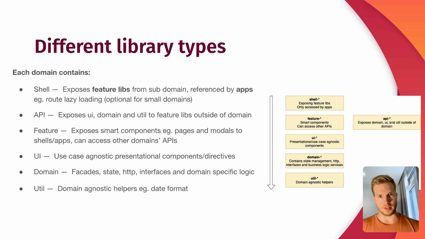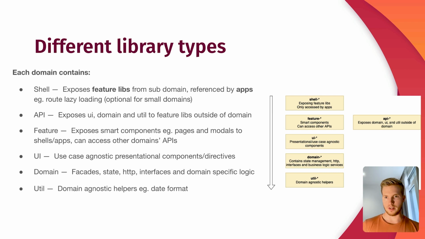So the different library types we're gonna deal with are, on the top level, we're gonna have an app that is able to reference shell libraries. And basically these shell libraries expose feature libraries from each subdomain referenced by apps, and they are loaded using route lazy loading. So also we have APIs, which is a way to expose the UI, domain, and utils from a specific subdomain to other domains.